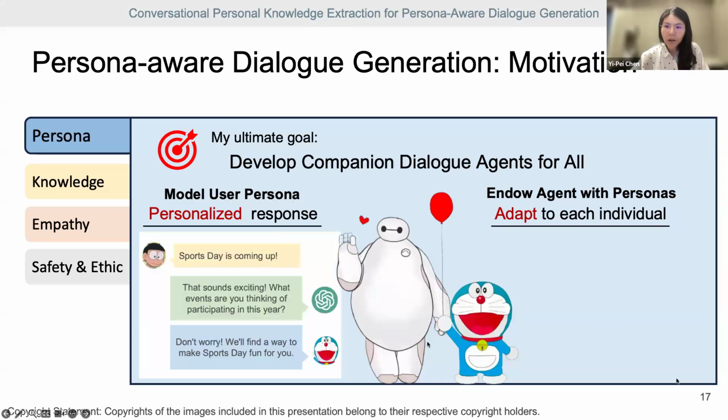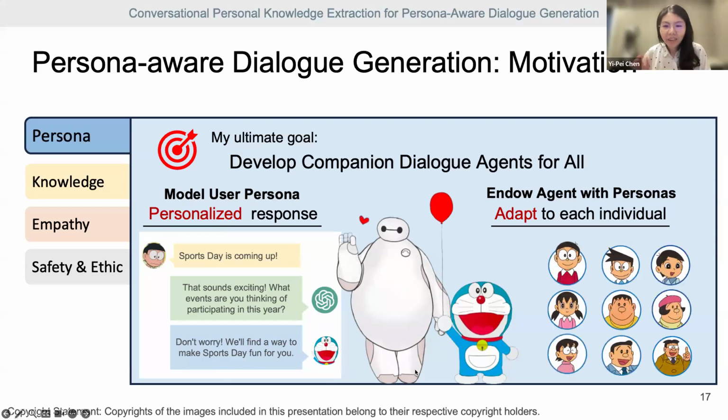For example, given these dialogues on the left-hand side, we can tell that the blue response is better than the green one based on our understanding of Nobita's persona. Because he's not good at sports, he's worried about sports day coming up. If you don't know the user's persona, then when seeing an occurrence such as sports day is coming up, the more common response would be, oh, that sounds exciting. But if you know Nobita, you might say, oh, don't worry, we'll find a way to make sports day fun for you.